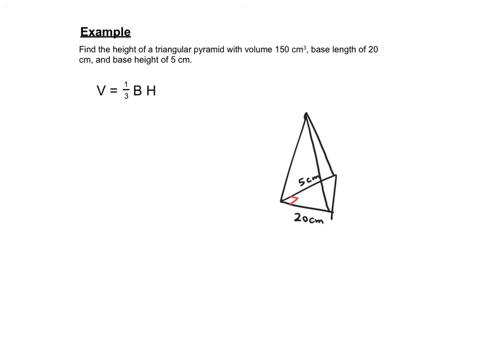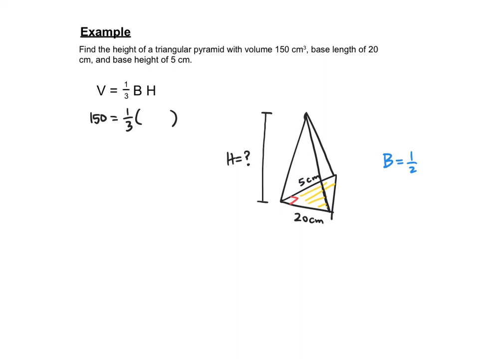It's kind of hard to tell there, but perception-wise, if this space was my base area, the height of my pyramid isn't necessarily easy to see here, but the vertical height, perpendicular to the base, is the unknown. Okay, so we know the volume. The volume is 150 cubic centimeters. Do we know the area of the base? Why, yes, we do.